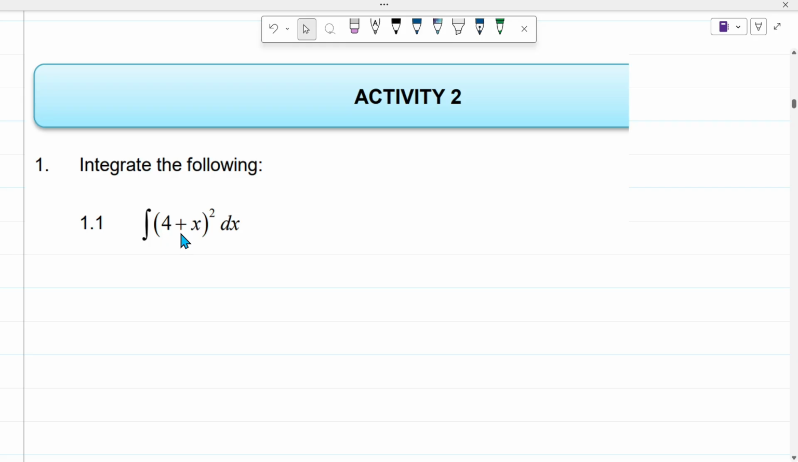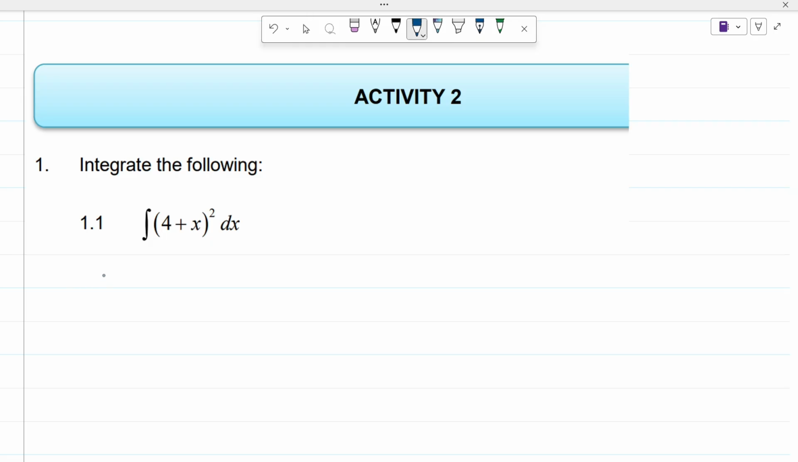Yes, that means we can simplify this by expanding, and then we integrate from there, which is correct. Another one can say, okay, I know that's true, but I know that the general power rule is also applicable, because I have f of x, which is 4 plus x, and I also have the derivative of this f of x, which is 1, because the derivative of 4 plus x is 1, and we have a 1 here.